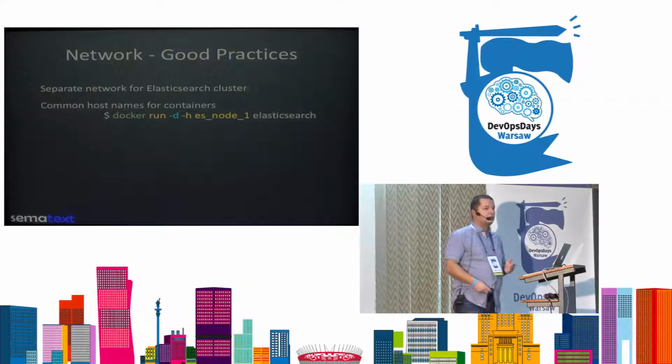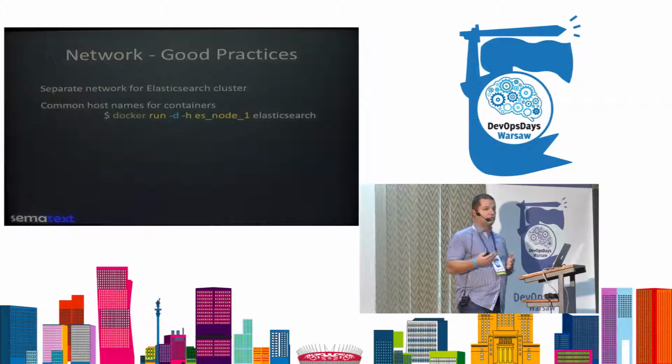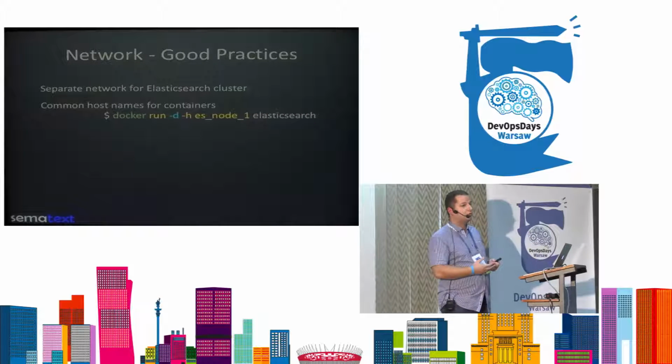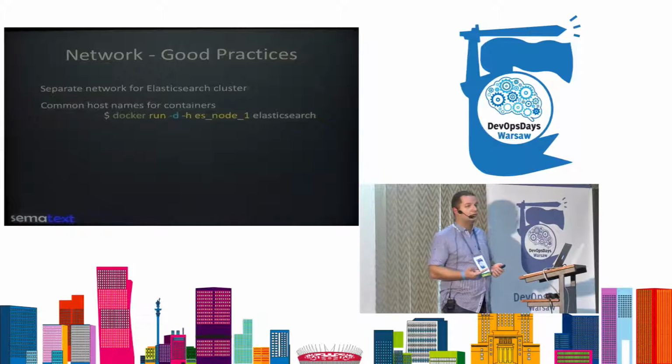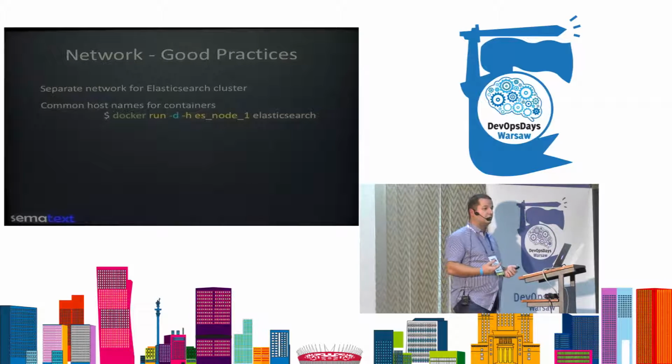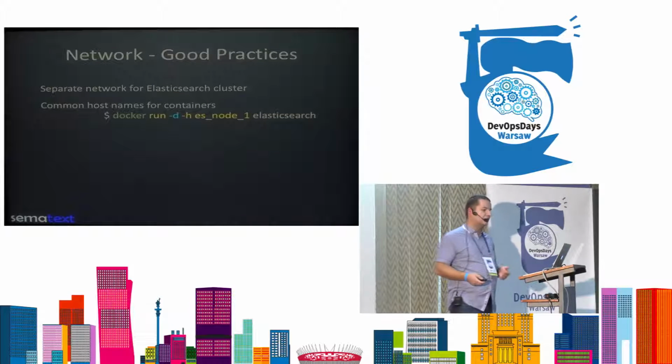Also use common host names for your containers and Elasticsearch, because you would like to know where Elasticsearch is actually running. If you run hundreds of containers, having them named randomly and having random host names is not a very good idea, especially when you would like to see what's on the given container, where it should be, where it's running, what the constraints are, and all of that.